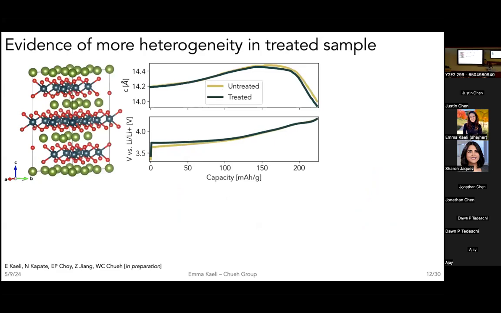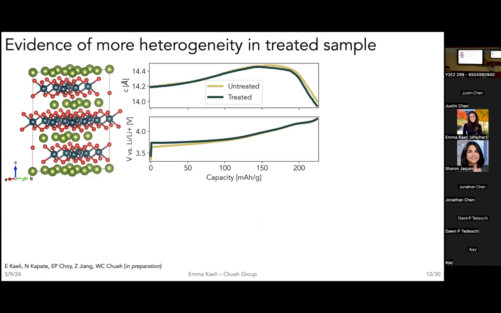X-ray diffraction makes use of the changing crystal structure of our material. As you charge and discharge, your crystal structure grows and shrinks. What I'm showing here is, as capacity increases, the top is going to be the measure of the C lattice, so basically the height of your crystal structure unit cell, and you can see it starts to increase and then decrease at the end of discharge.